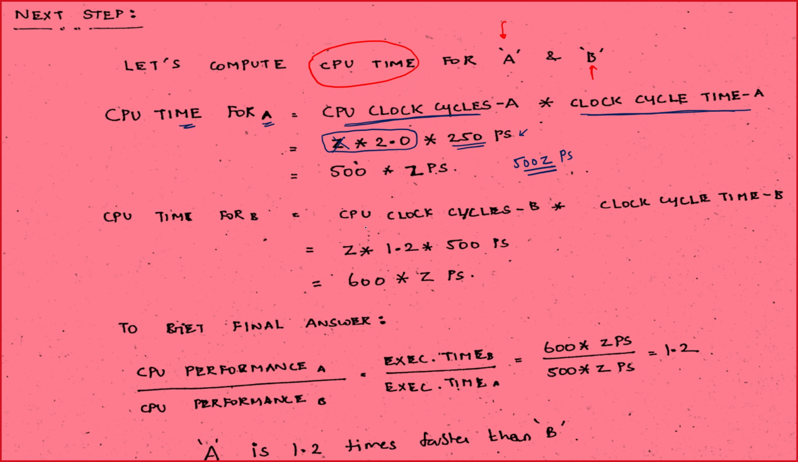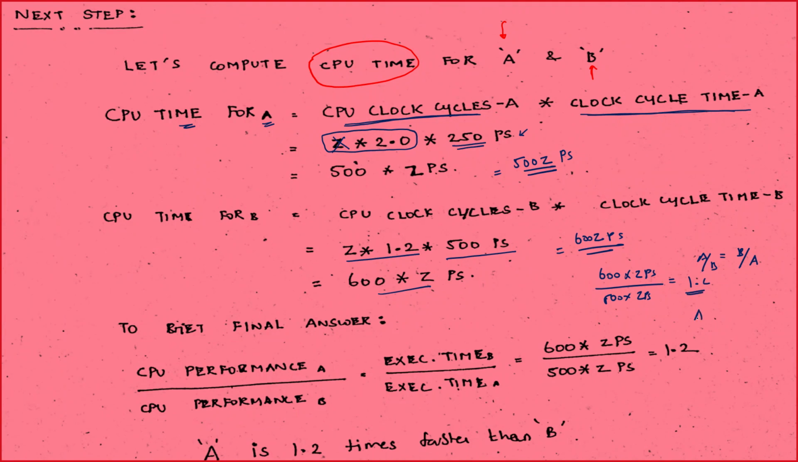Now I come to CPU B. Z into 1.2 into 500 picoseconds, which gets me 600 Z picoseconds as the result. Now, I told you sometime back that performance of A by performance of B equals the execution time of B by the execution time of A. So what do we do here? Very simple. 600 into Z picoseconds by 500 into Z picoseconds. So what do we get? We get 1.2.